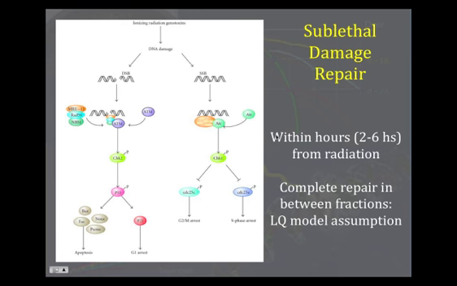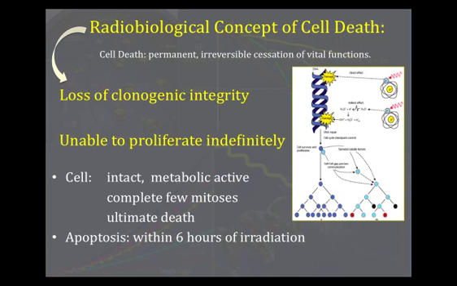So all this happens actually within 2 to 6 hours from radiation. And this is just a mathematical observation, but the linear quadratic model actually assumes that there is complete repair in between fractions. They happen every 24 hours, and the repair is within 6 hours at the most. And there is a little bit more complications to this.